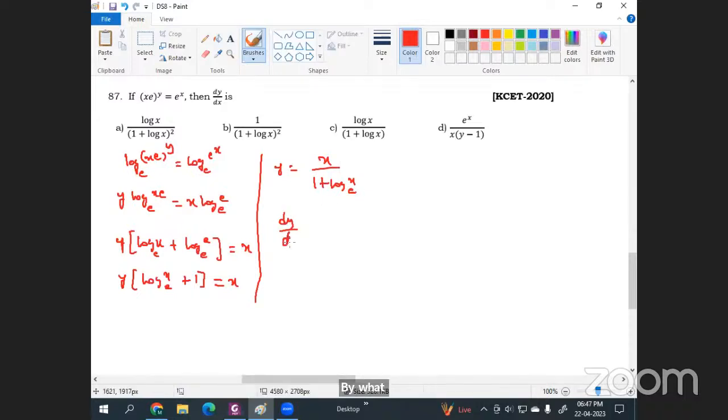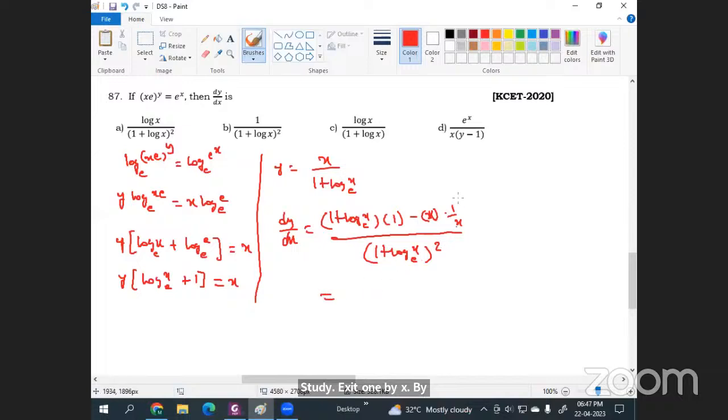Now you differentiate. dy by dx equals [(1 plus log x base e) times the derivative of x, which is 1, minus x times the derivative of log x, which is 1 by x], by (1 plus log x base e) whole square. The x will get cancelled, and 1 will remain. Therefore, I can write it as log x base e by (1 plus log x base e) whole square. Right? So your option is C, sorry.